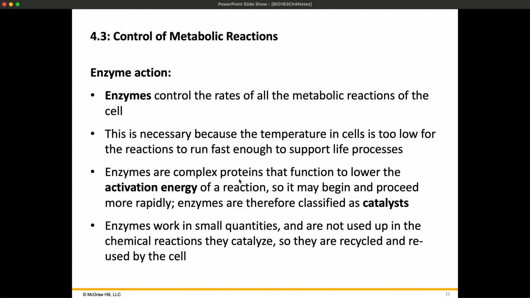Enzymes, as I said, are proteins that function to lower what's called the activation energy of a reaction so that it can begin and proceed faster. The activation energy is the energy that you have to put in before a reaction actually happens. We'll see that with substrates, that means that when a substrate, let's say it's a sucrose molecule that we were just looking at as an example, binds with your enzyme, your enzyme will just loosen it up for you.